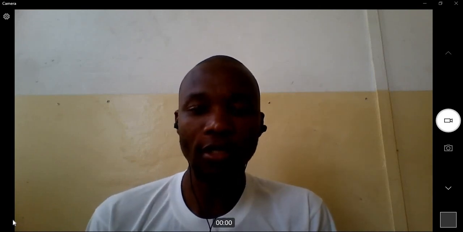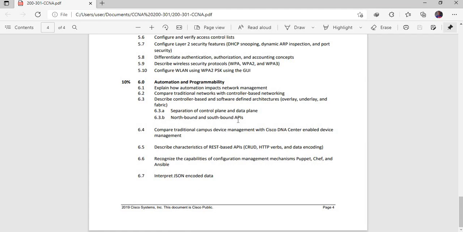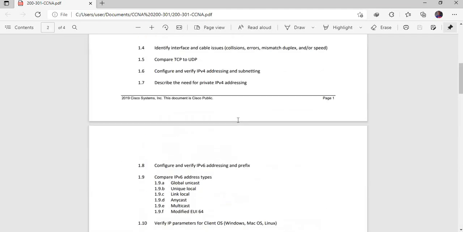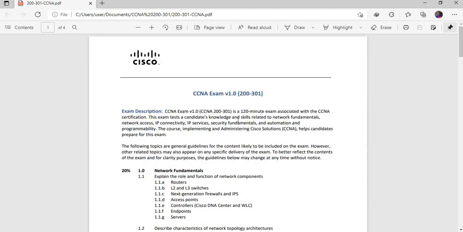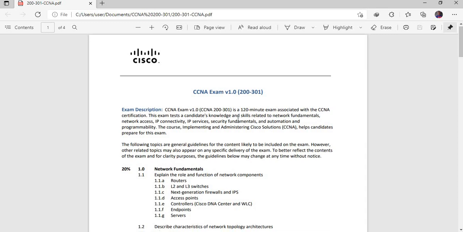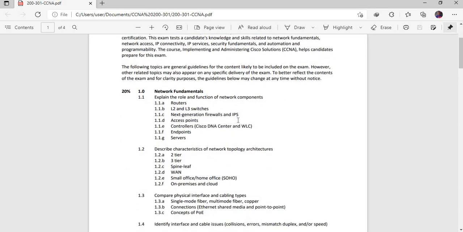So let's look at some of the topics that will be covered in the CCNA trainings so that you get to understand what will be covered in the course. So this is the syllabus for CCNA. CCNA exam version 1.0, 200-301 is the exam code. So the first part of the syllabus is network fundamentals, which constitute 20% of the exam.